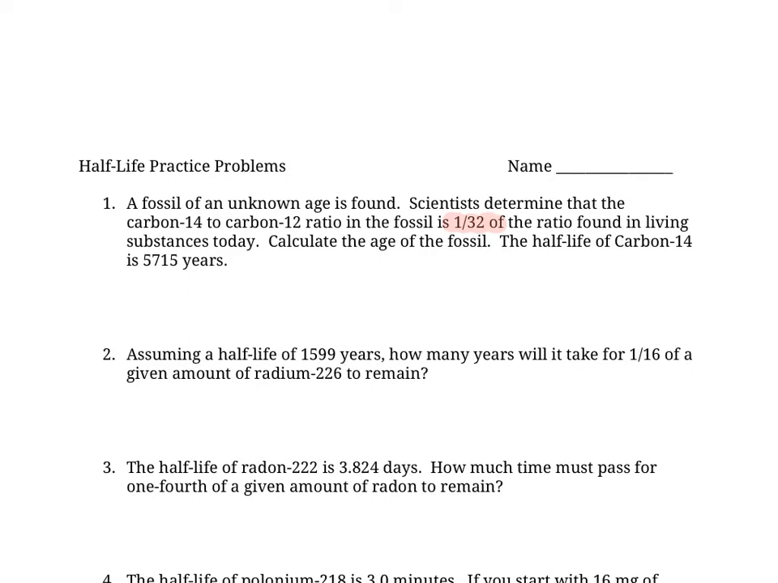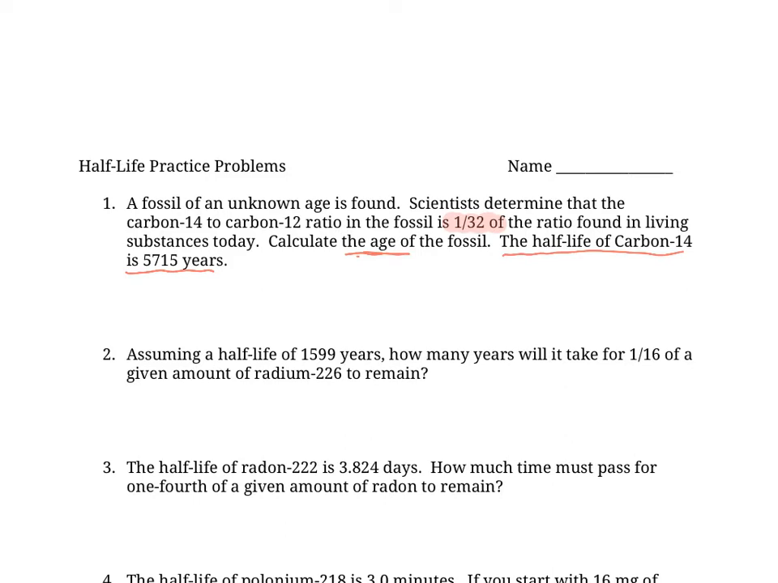So we're going to calculate the age of the fossil. That's also going to be important. We're finding the age of the fossil. Here's probably the most important piece here, the half-life. You're not expected to memorize these half-lives. They're always going to be given to you. So the half-life of carbon-14 is 5,715 years. So there's really two ways to go about answering these types of problems, half-life problems.